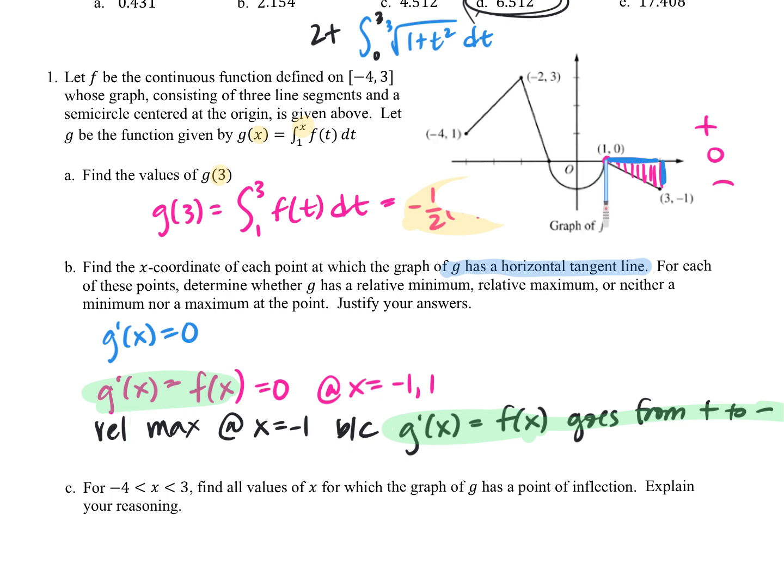What's going on at 1? Nothing. Neither. Because look, it says determine whether G has a relative min, max, or neither. Yep. We're going to say neither at X is 1. Why?